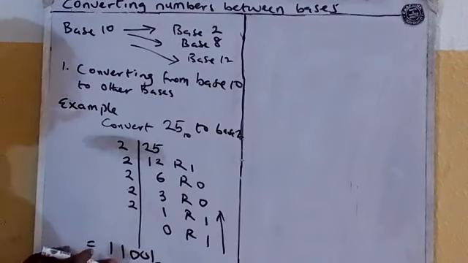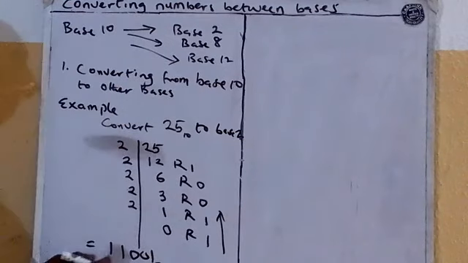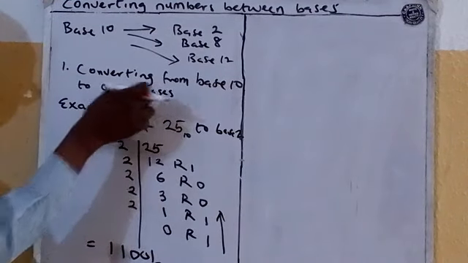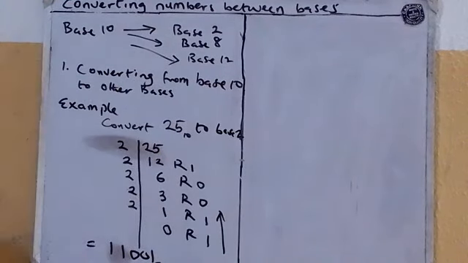So this one is 25. That is the way 25 is in base 10. That's how this one is in base 2. They're the same thing. I just converted. So that's how to convert from base 10 to other bases. That's the first one that we are doing.